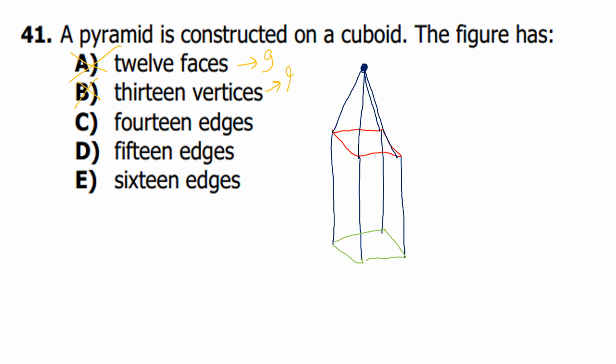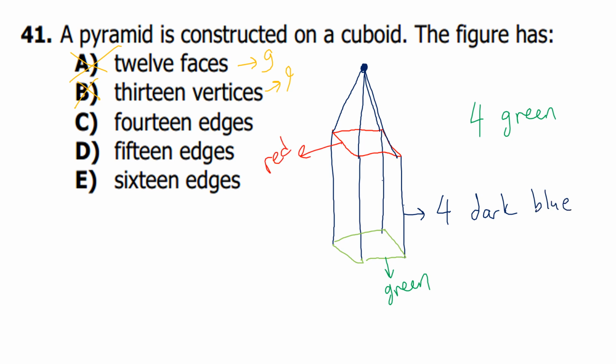14 edges? Let's be careful. There are 4 green edges on the bottom. These are green, and these are dark blue. 1, 2, 3, 4. 4 dark blue edges and 4 red edges. 4 red.